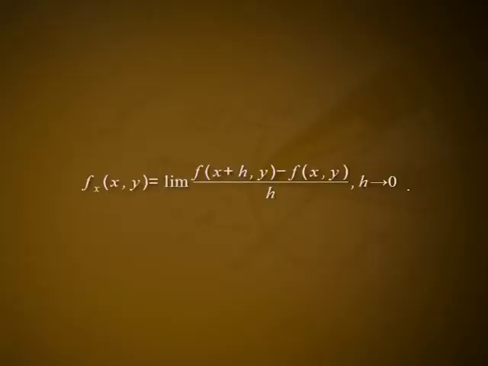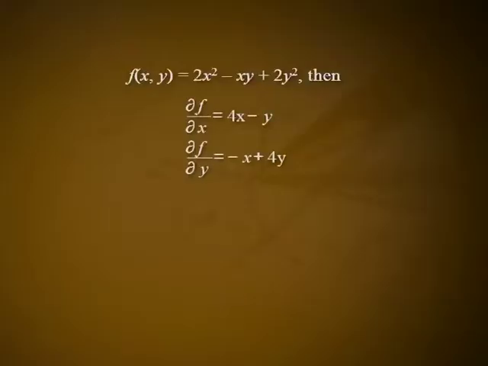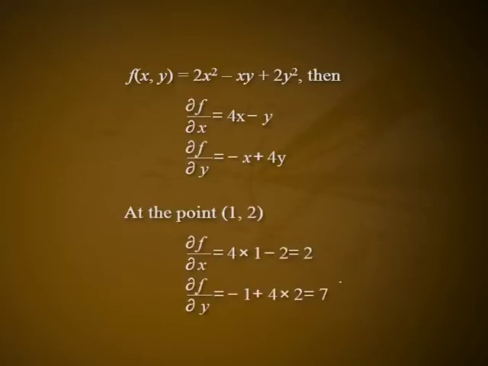Thus, we have f_x at (x, y) is equal to the limit of f(x plus h, y) minus f(x, y), all divided by h, as h tends to 0. Example 3. If f(x, y) is equal to 2x² minus xy plus 2y², then ∂f/∂x is equal to 4x minus y and ∂f/∂y is equal to minus x plus 4y. At the point (1, 2), ∂f/∂x is equal to 4 into 1 minus 2, which is 2, and ∂f/∂y is equal to minus 1 plus 4 into 2, which is 7.